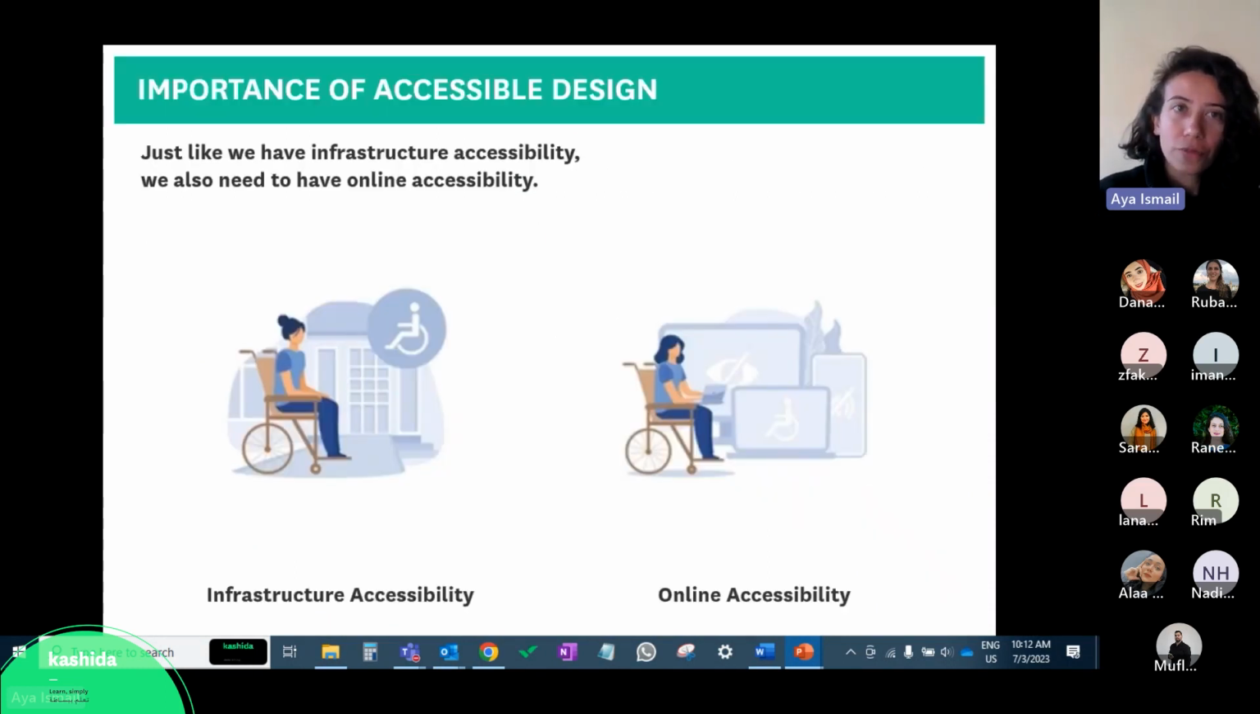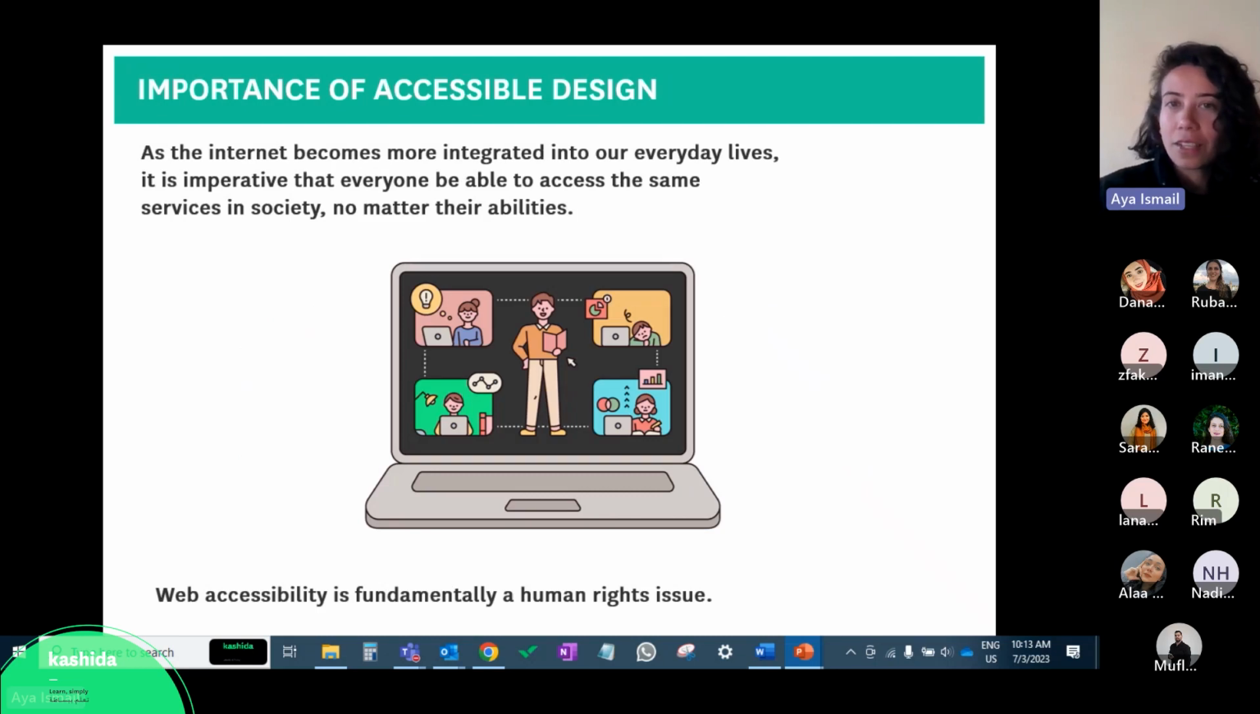So to start off, we really see that accessibility online is as important as accessibility in physical infrastructures. So these days, if you go somewhere and you see that they have a ramp, or you see that they have a particular bathroom that is a bit bigger, this is all to accommodate people who have particular needs for physical accessibility. And we see that online accessibility is equally important, especially since these days the internet has become integrated into everything we do.